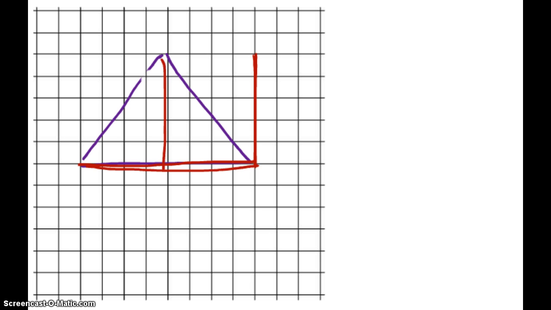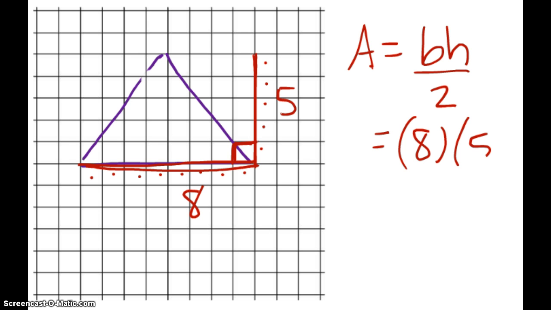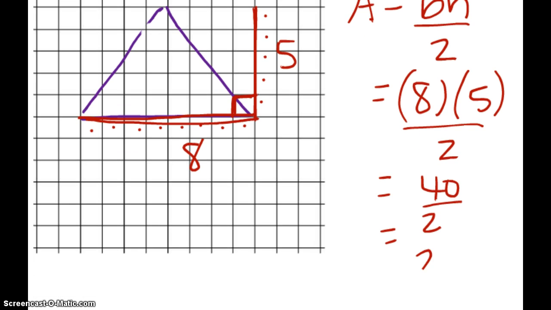We could also draw it here, or here. Anywhere along the base is fine as long as there is a right angle. So our base is 1, 2, 3, 4, 5, 6, 7, 8 by 1, 2, 3, 4, 5, because there is that right angle here. So area, base times height divided by 2. So 8 times 5 divided by 2. 8 times 5 is 40, divided by 2 is 20 units squared.